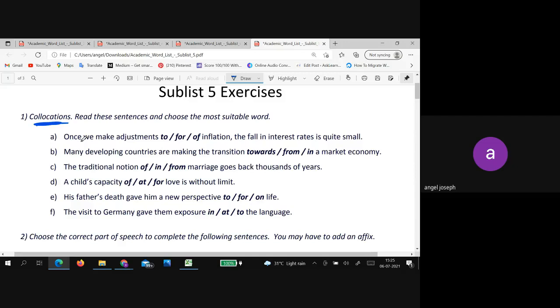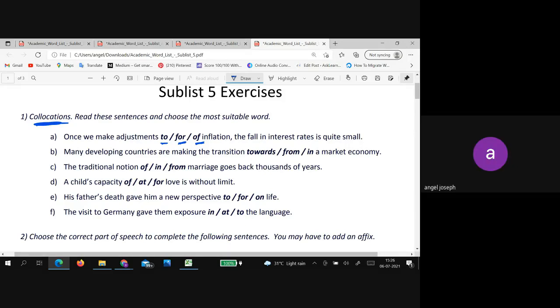Remember, it's called collocations. The more you practice collocations, the more your language will improve. You will actually learn combinations of words which have to be said just like that. So look at the first one. Once we make adjustments to, for, of inflation, the fall in interest rates is quite small.